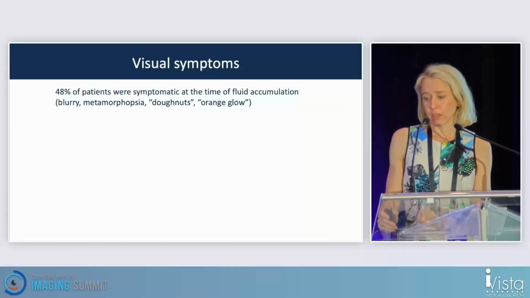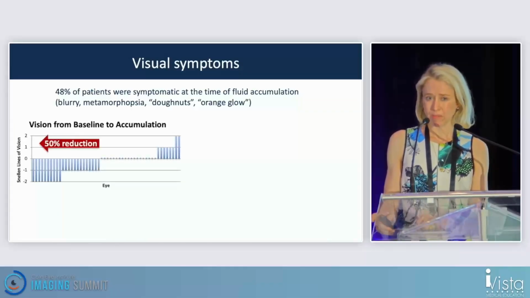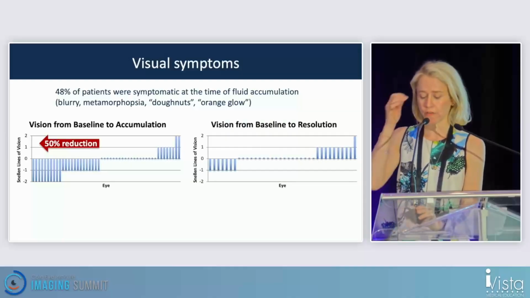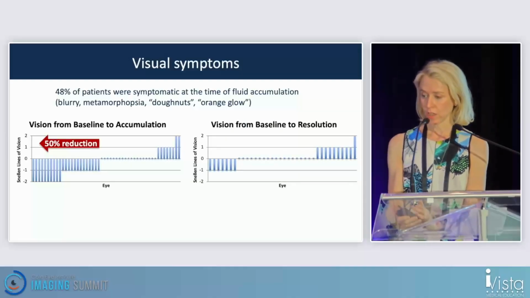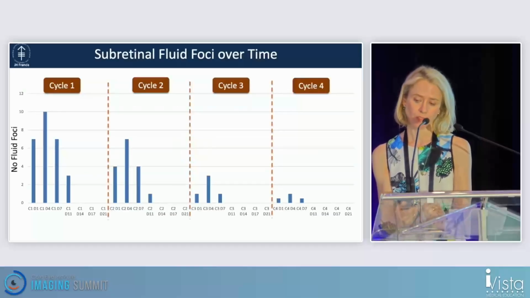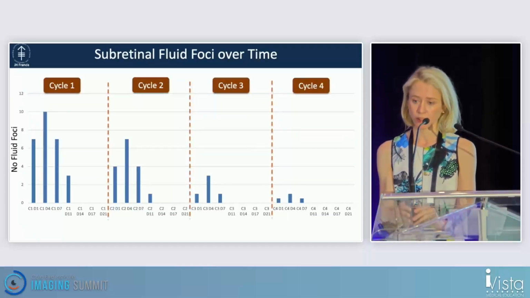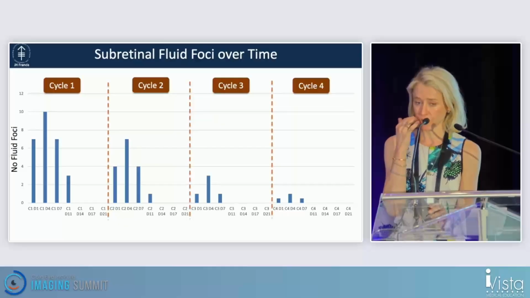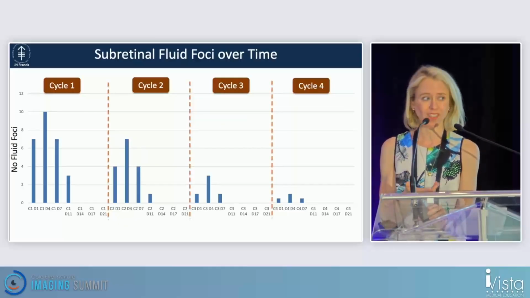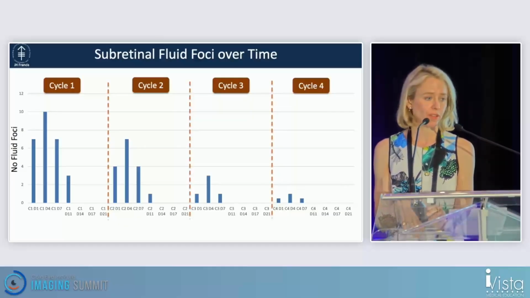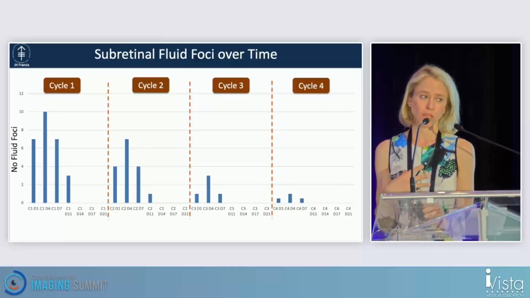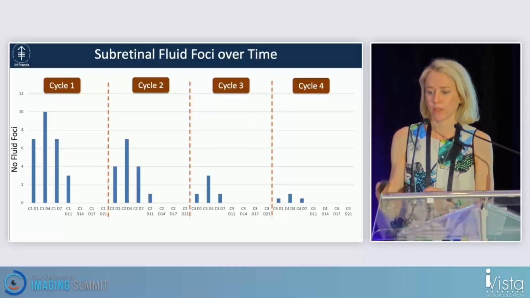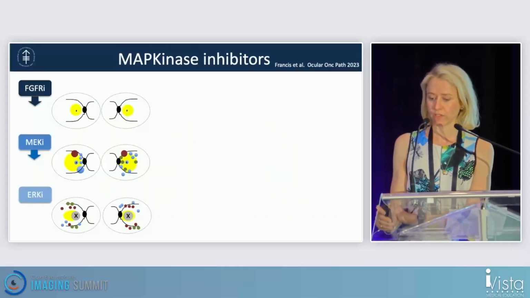Just some of our data: 48% of patients were symptomatic when they had the fluid. That means half the patients did not have symptoms. For the most part, patients lost about 2 lines of vision, and once the fluid resolves, their vision improves. This is interesting. We've plotted out the number of subretinal fluid foci with each cycle of drug that the patient was on. You can nicely see that as you have subsequent cycles of drug, the number of fluid foci decreases, which suggests that maybe there are some compensatory mechanisms in the eye, upregulation of a pump that is reducing the likelihood of these fluid foci.